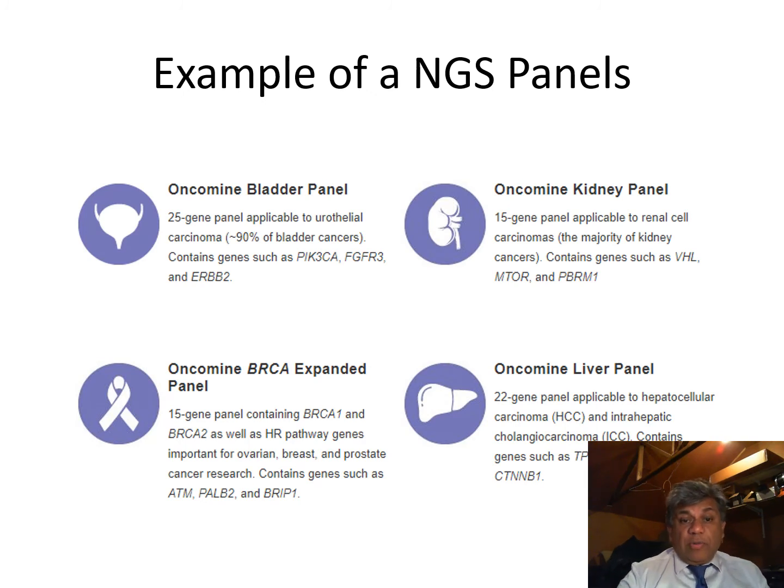So I'm going to talk about some examples of NGS panels which are available commercially. This is only a very small section of the actual panels available. A typical panel will contain anything between 15 to 50 different genes, and the four panels here are a bladder cancer panel, a kidney carcinoma panel, a BRCA or breast cancer panel, and a liver panel here in the bottom right hand corner.